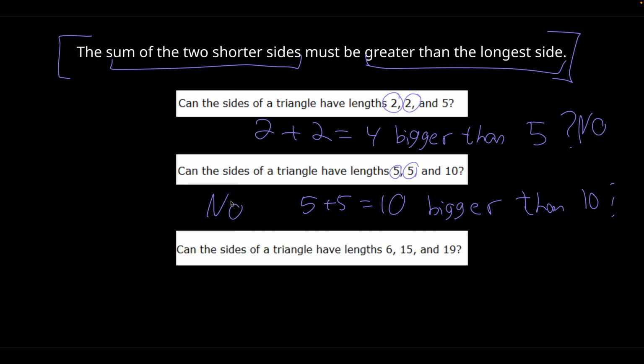For the last one, your two shortest sides are 6 and 15. And in this case, it's 21. 21 is greater than, remember, this is the greater than symbol, 21 is greater than 19. So this is a yes. This triangle can be created.